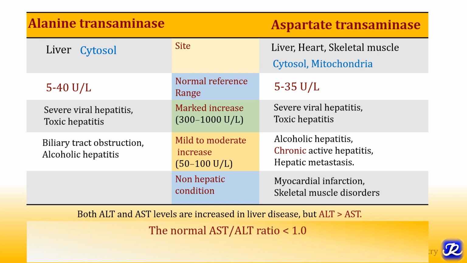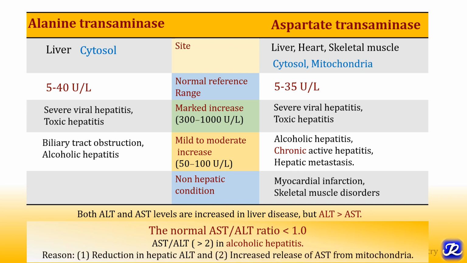And the normal AST to ALT ratio is less than 1 because ALT is more than AST. Now, when it is reversed, when the AST to ALT ratio becomes more than 2, it denotes alcoholic hepatitis. So, if the ratio is more than 2, then it denotes the alcoholic condition. Now, why is there an increase in the ratio? The reason behind this is the reduction of hepatic ALT and increased release of AST from the mitochondria.